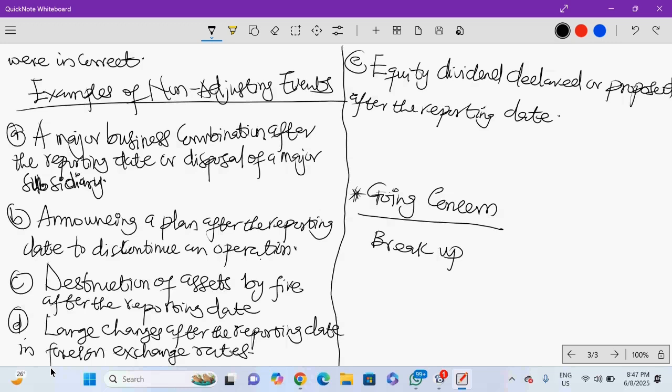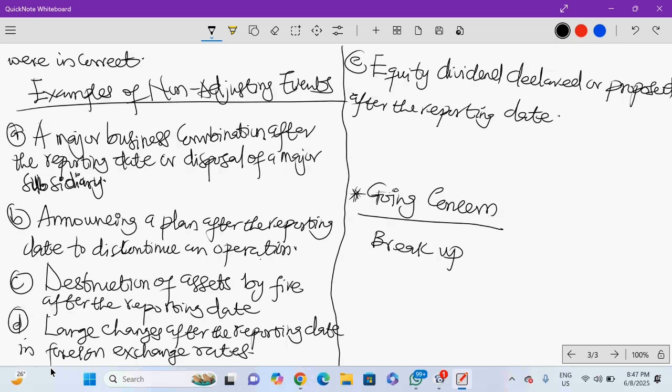All right, so that is that for events after the reporting period. We are done with IAS 10. So now when someone asks you about IAS 10, you can explain to the person that IAS 10 is about events after the reporting period.